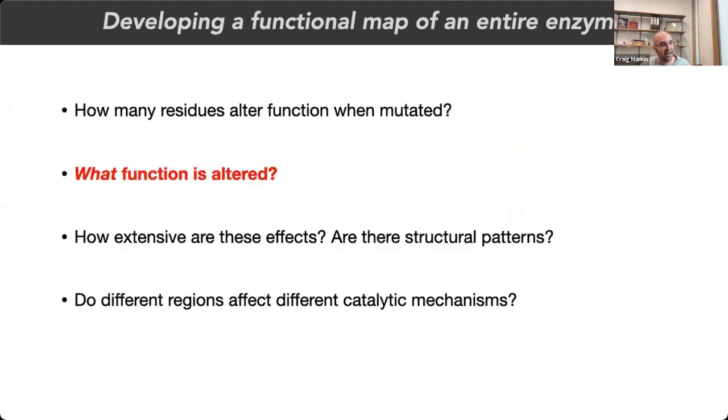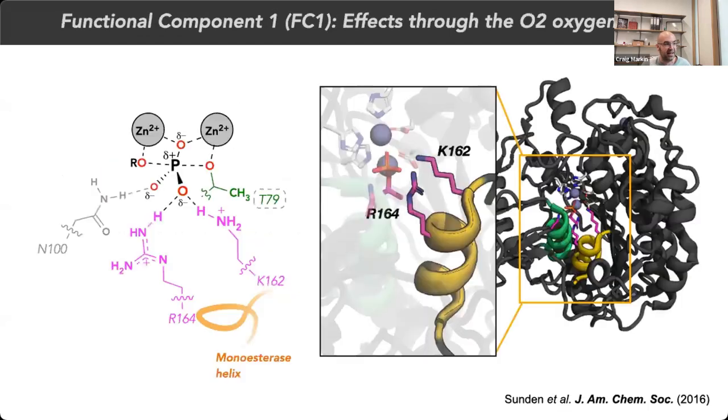So that brings us to our next question: what sort of specific molecular function is altered? Can we obtain a more granular or specific understanding of how each of these mutations compromises function? And like I said in the last slide, to do this, we're going to use that toolkit of different substrates and inhibitors. So the question we wanted to ask first was which non-active site, or scaffold, residues are functionally coupled to the two active site residues I told you about, K162 and R164.